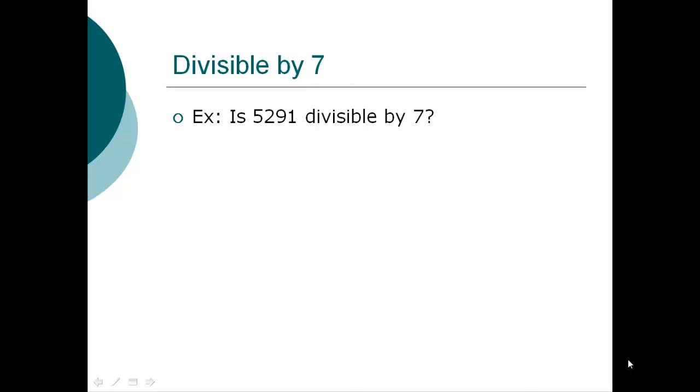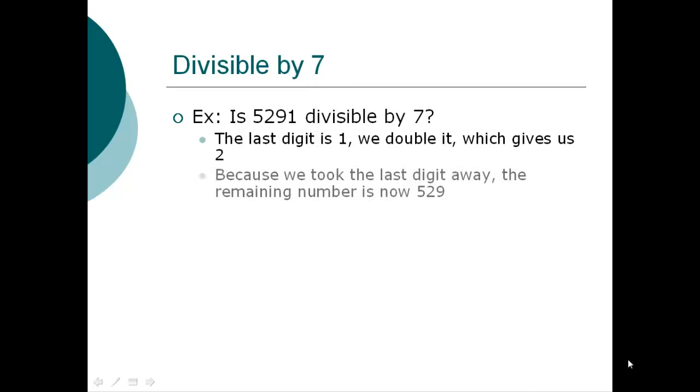So here's an example. Is 5,291 divisible by 7? So what we do first is we take the last digit of this number, which is 1, and we double it. That gives us 2. So since we took this last digit away, the remaining number now is 529. So now all we have to do is the remaining number minus 2 times the last digit. So it's 529 minus 2, which is 527. Now we ask ourselves, is 527 divisible by 7?